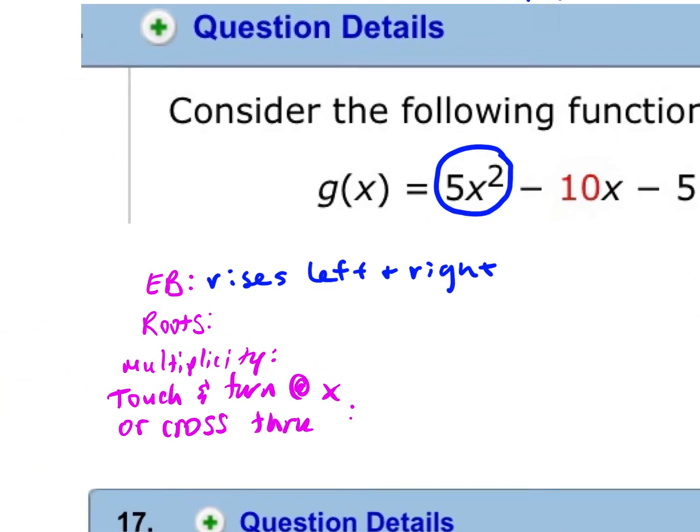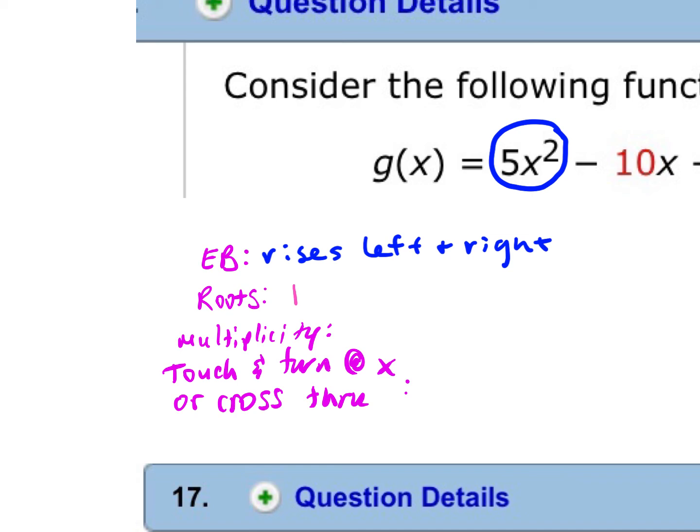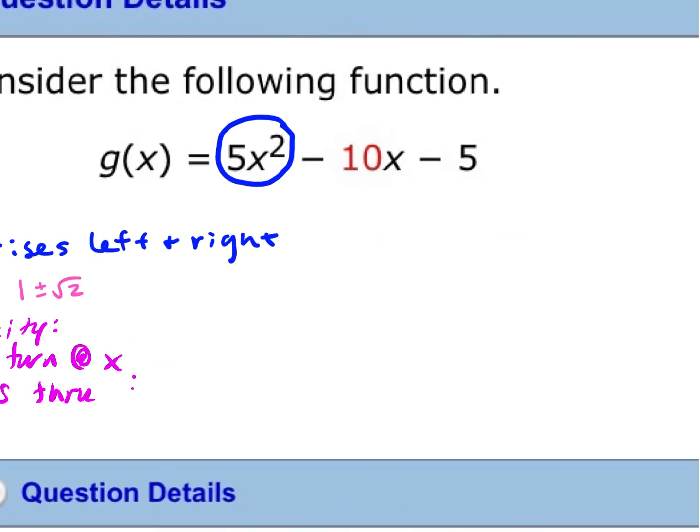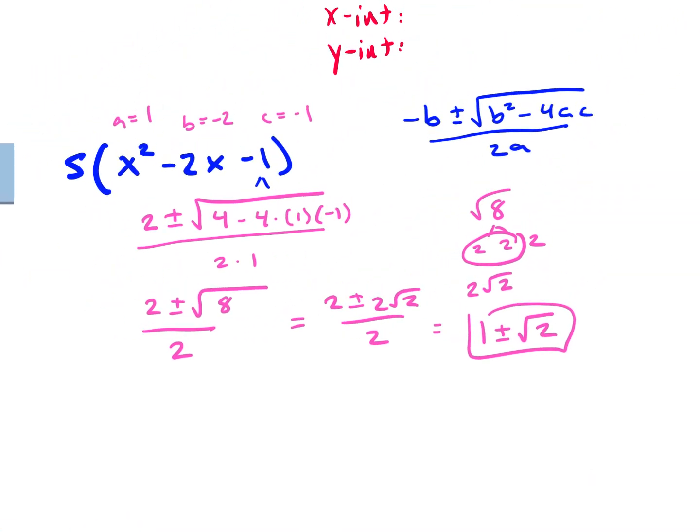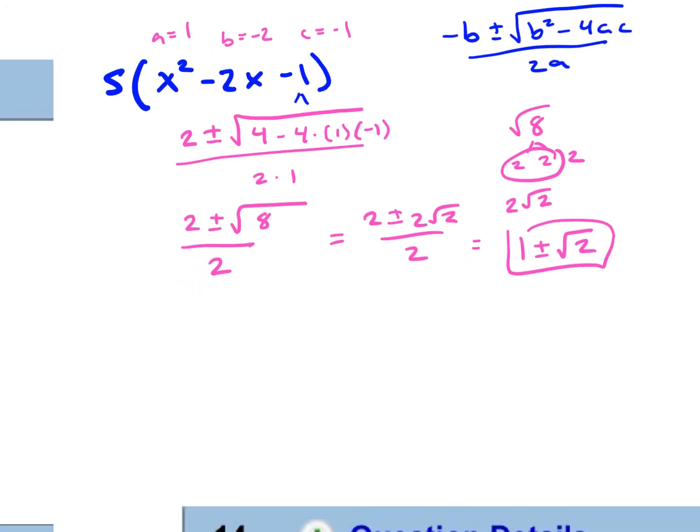So my roots would be, yeah, I'll go back. 1 plus or minus square root 2. There. So if my zeros, because technically this is 2 here, right? I have 1 plus square root 2, 1 minus square root 2. Are these the same thing? No. So just because it's plus and minus doesn't mean it's the same thing. That's 2 different numbers. So this would be odd multiplicity because it's only 1 time for each.